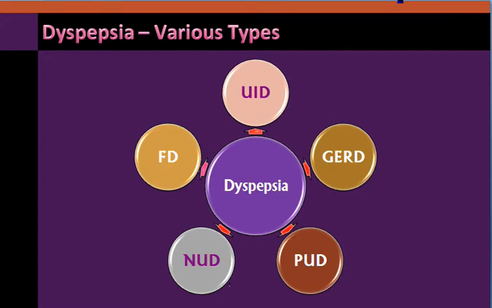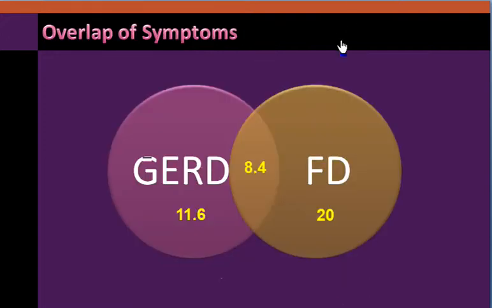So, remember, dyspepsia is not due to only one type of cause. There are various types of dyspepsias: uninvestigated dyspepsia, gastroesophageal reflux disease, peptic ulcer disease, non-ulcer dyspepsia. These being the organic causes have to be excluded before we dub a patient as having functional dyspepsia.